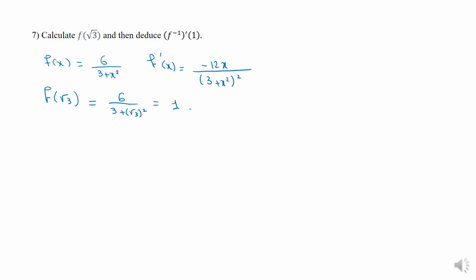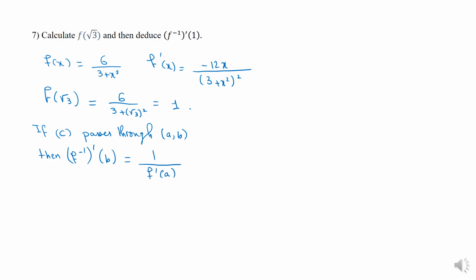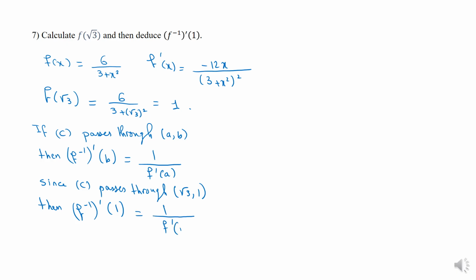Now f minus 1 prime of 1. If C passes through a point A, B, then f minus 1 prime of B is equal to 1 over f prime of A. Now since C passes through radical 3, 1, then f minus 1 prime of 1 is equal to 1 over f prime of radical 3.